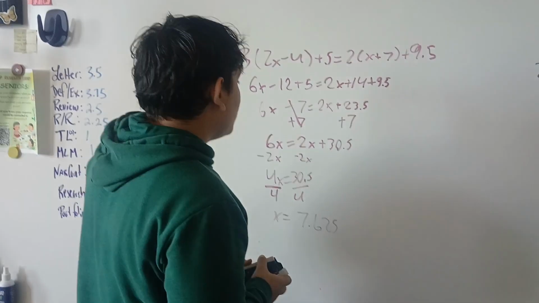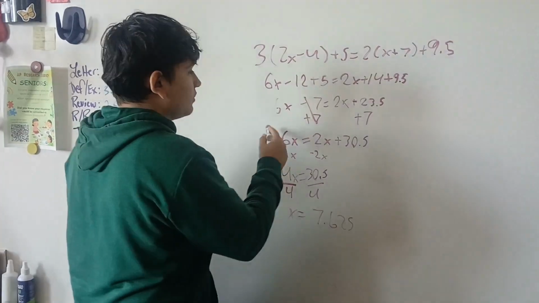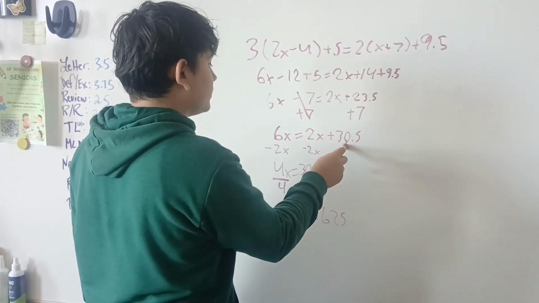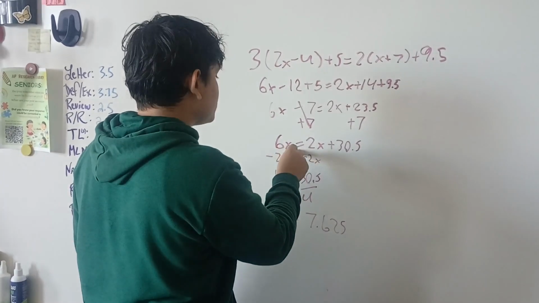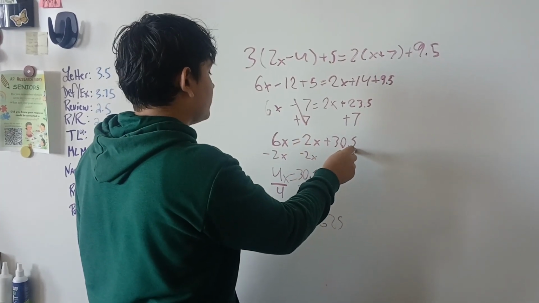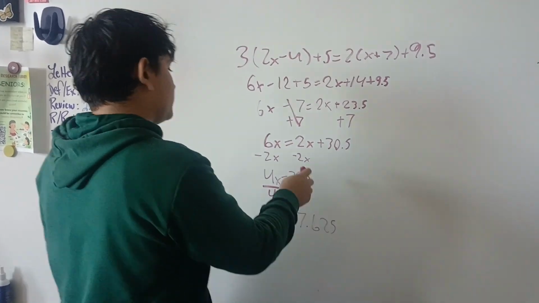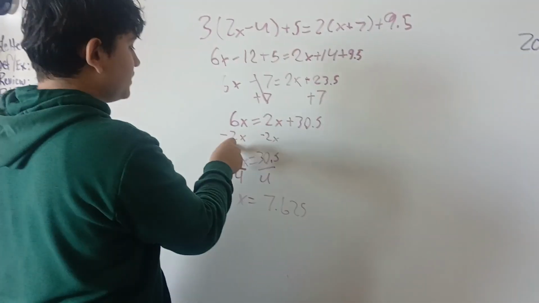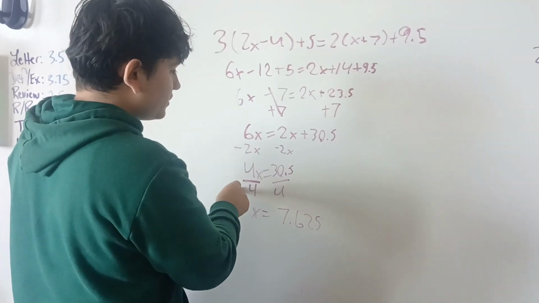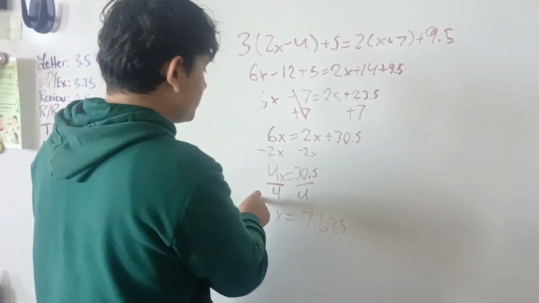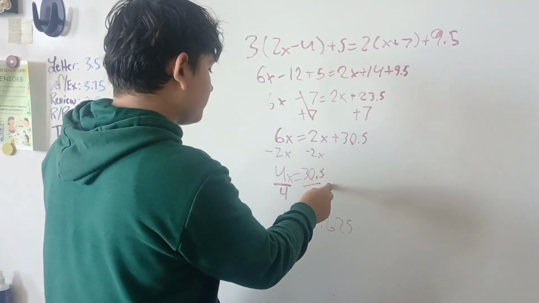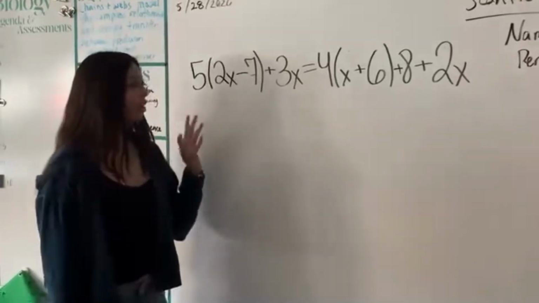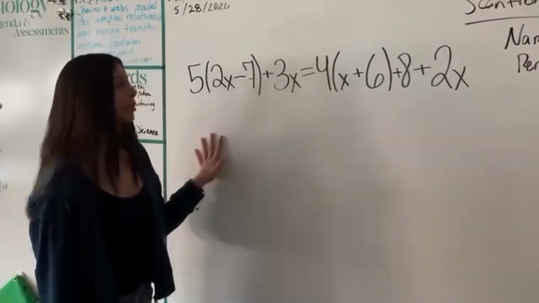And then from here, we rewrote it. And then after that, we did plus 7 on this side, which equals 30.5. And now we were left with 6x equals 2x plus 30.5. And then we did make this a negative and move it to this side. So then we just got 4x equals 30.5, and we divided the 4 into the 30.5, and that's why I got 7.625.